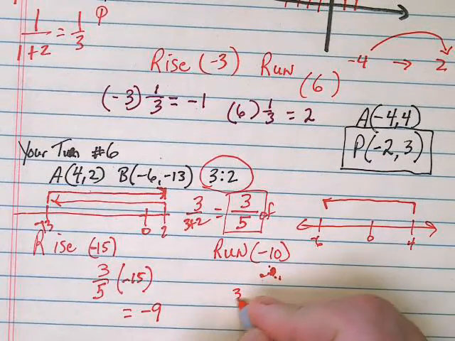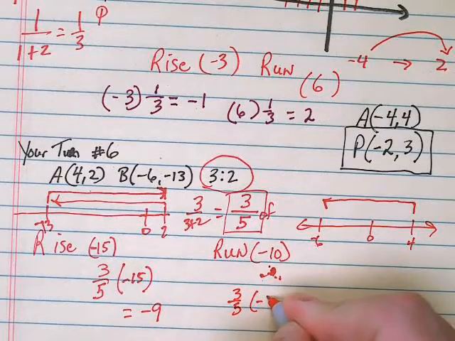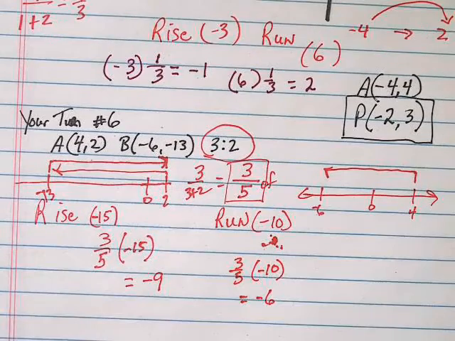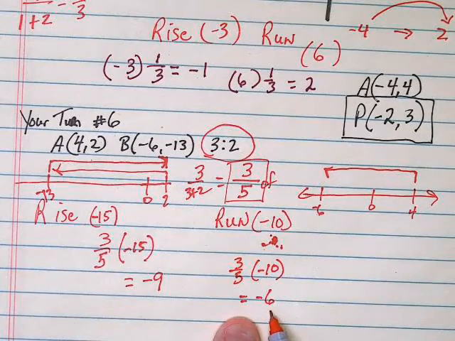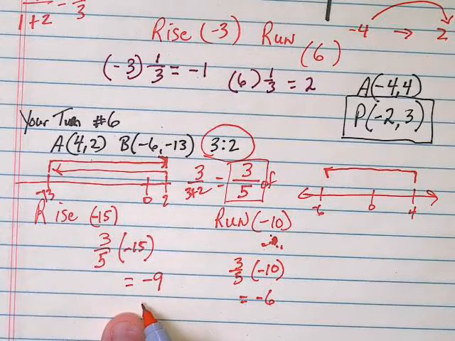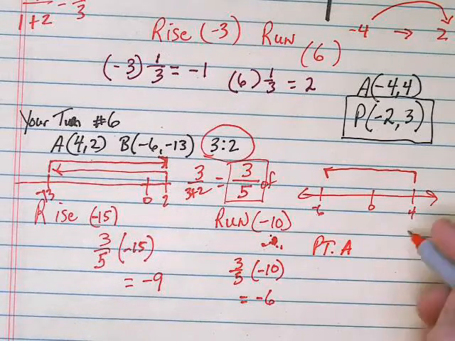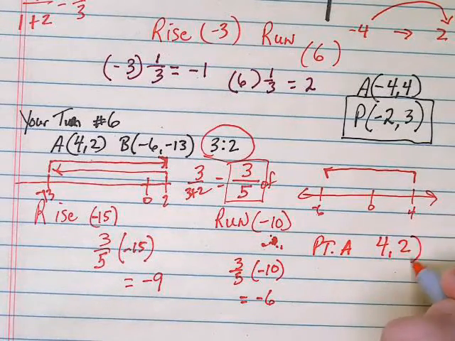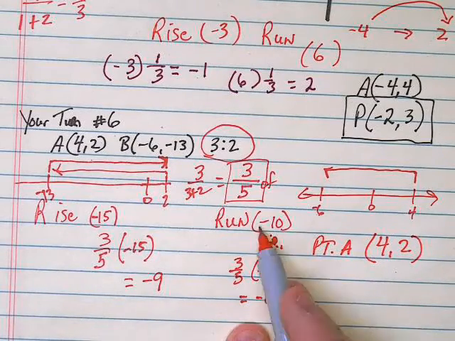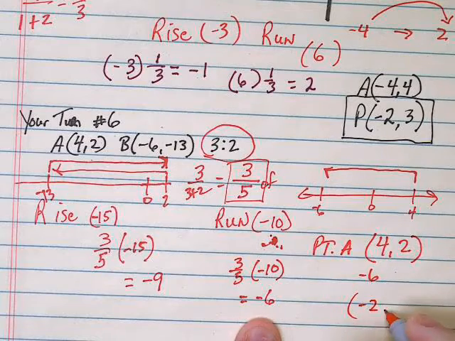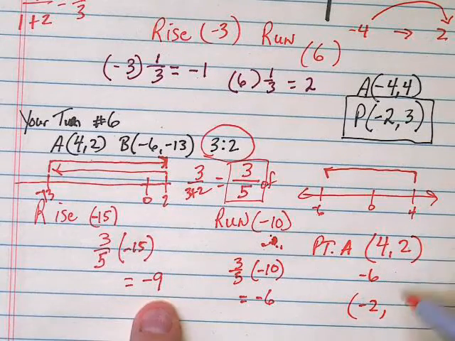We'll do the other one. 3/5 of negative 10 is negative 6. So now this is our run, and this is our rise. That's not where we've ended up, that's just how much we're moving. So if we start with point A, which is at (4, 2), and we're moving on the run negative 6, what's 4 minus 6? Negative 2. And what's 2 minus 9?